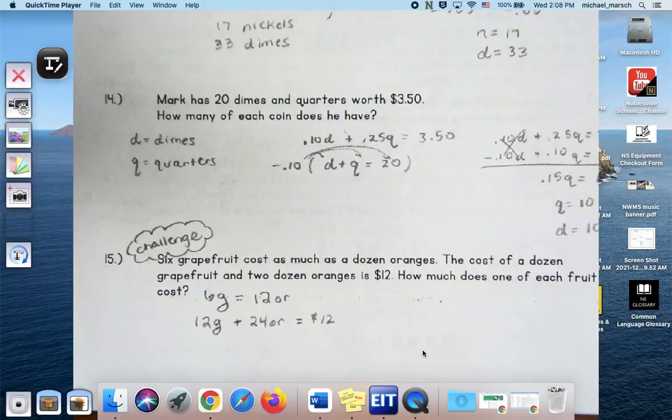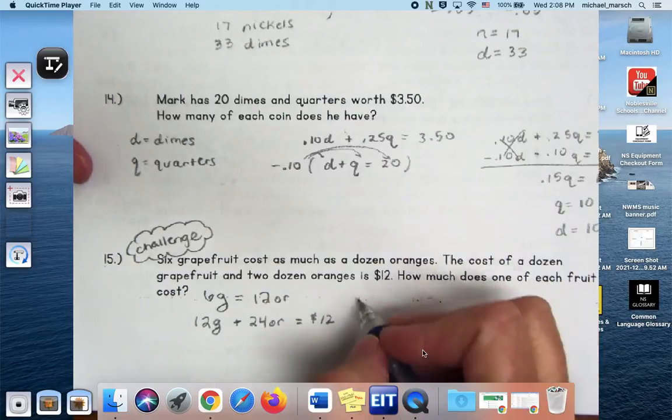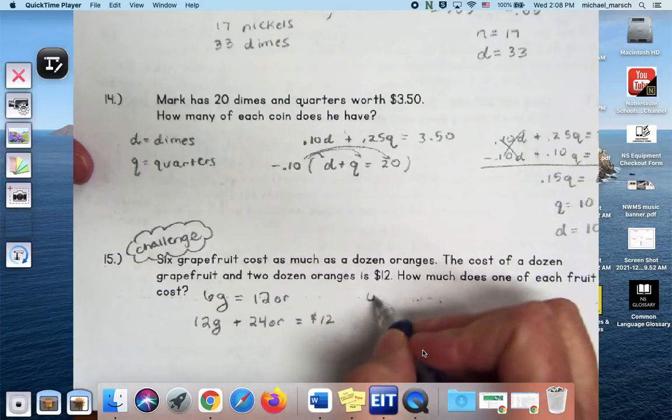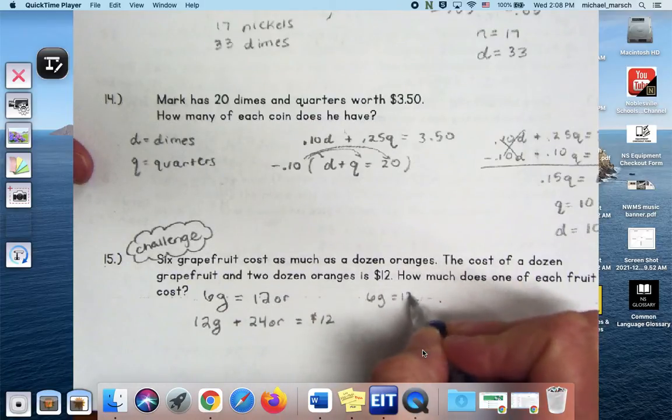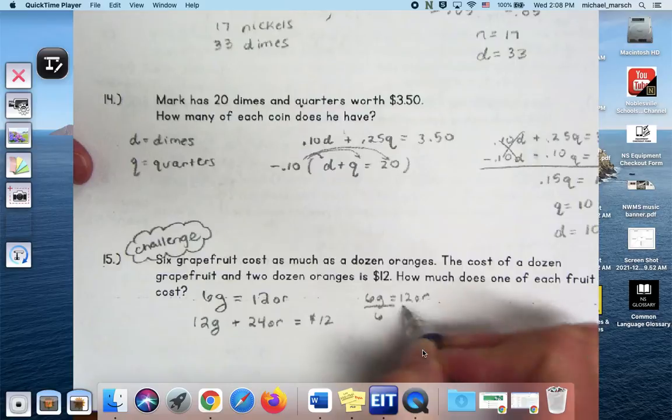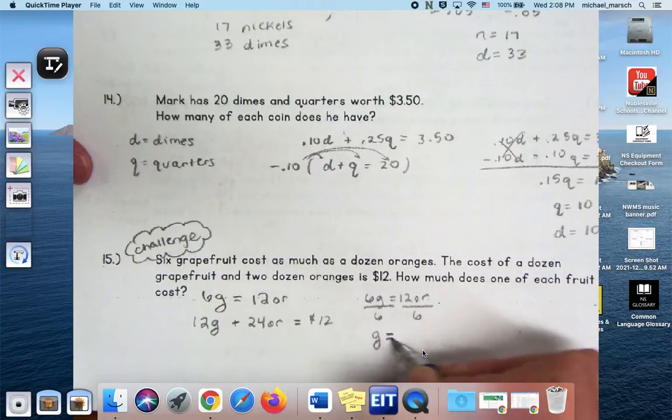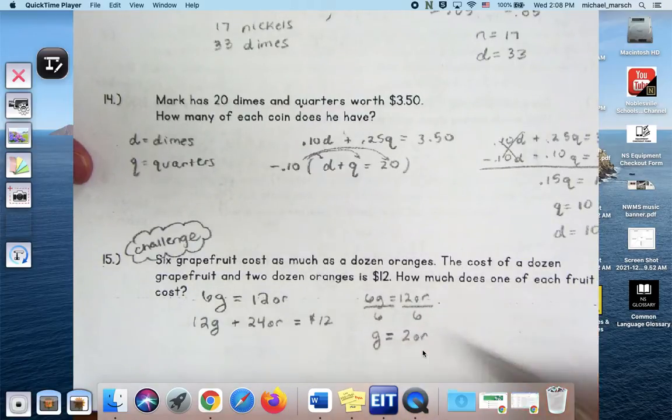Subtract the 24 oranges from both sides. Not quite, but we're getting closer. You could divide the top equation by 6. Yes, divide this by 6. So 1 grapefruit is the same as 2 oranges. Nice. We got the G grapefruit by itself.